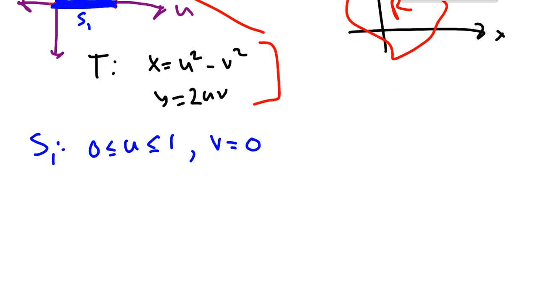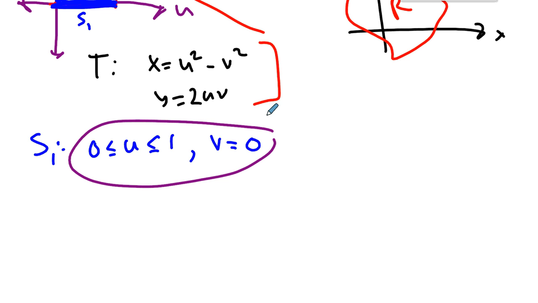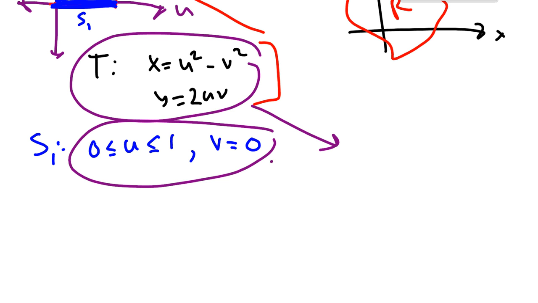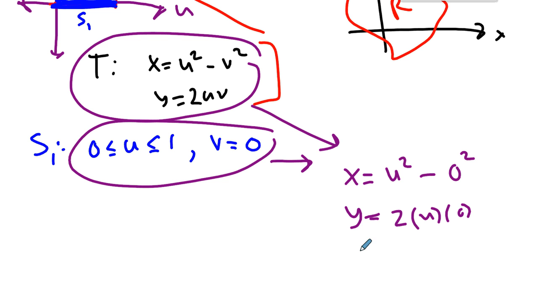So what we can do then is apply these conditions in conjunction with the transformation T and see what we get with side 1. If we plug this in, we would get x equals u, which is some number between 0 and 1, and v is 0, so we would have u squared minus 0 squared. And simultaneously, we'd have y equals 2 times u times 0. So y is just going to be 0 the whole time. x is going to be u squared.